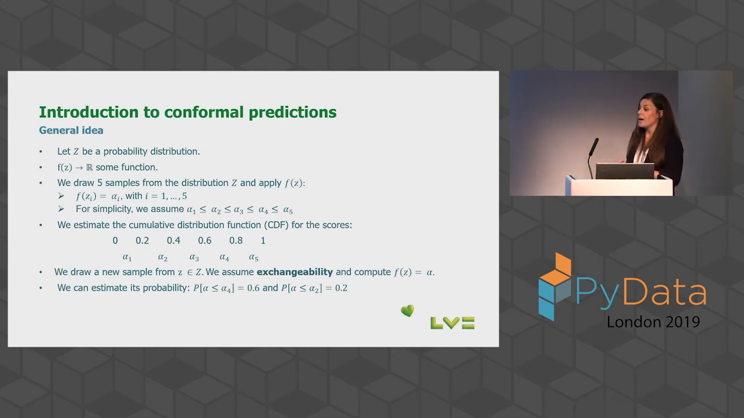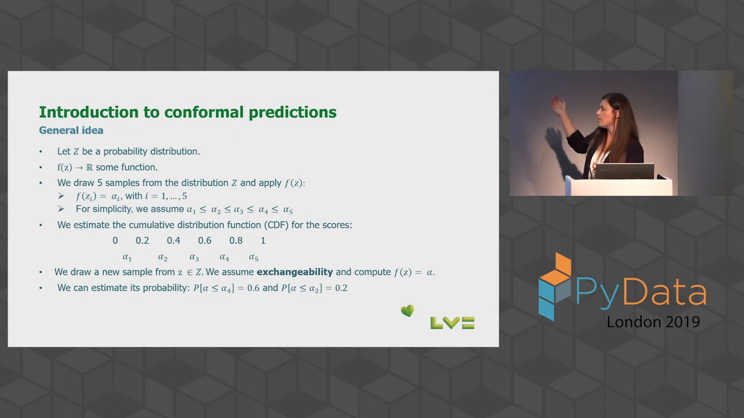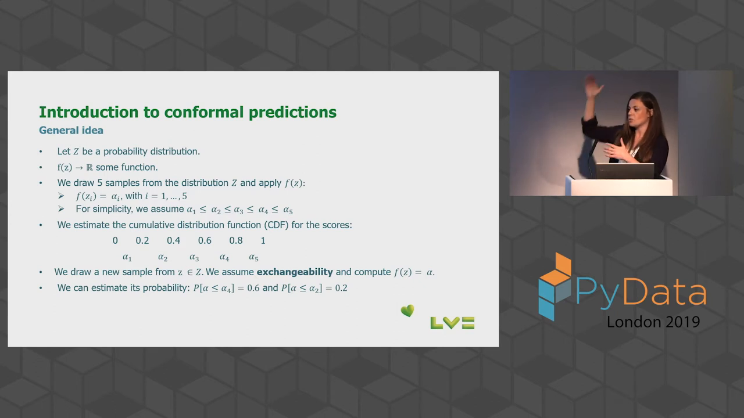If we draw a new sample from the distribution, and we assume that the order doesn't matter, then we can easily say that the probability of this new sample's score being smaller than, for example, alpha 4 is going to be 0.6. It's quite easy to see. So that's the idea behind the method. You score your predictions, you try to find the weird one, and then you can see if the new one is at the top of the weirdness or the bottom. So let's now try to connect this idea with our real problem.